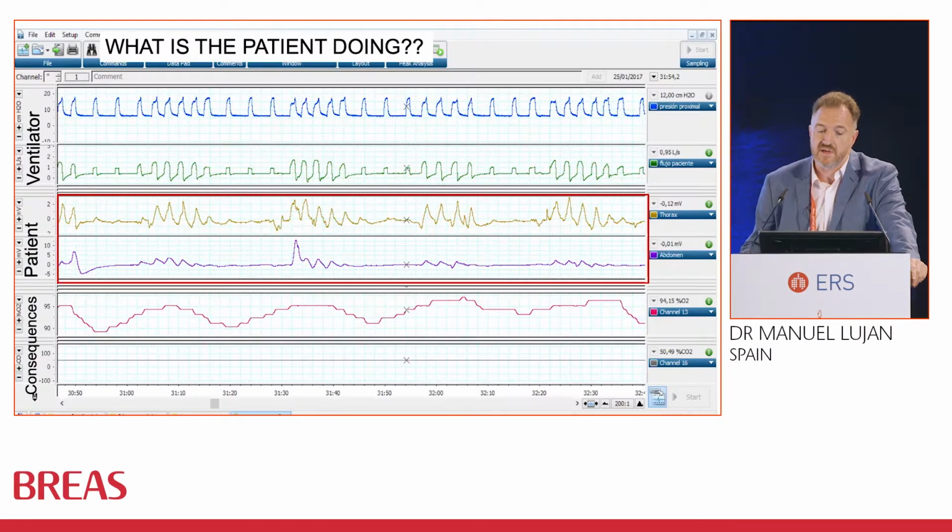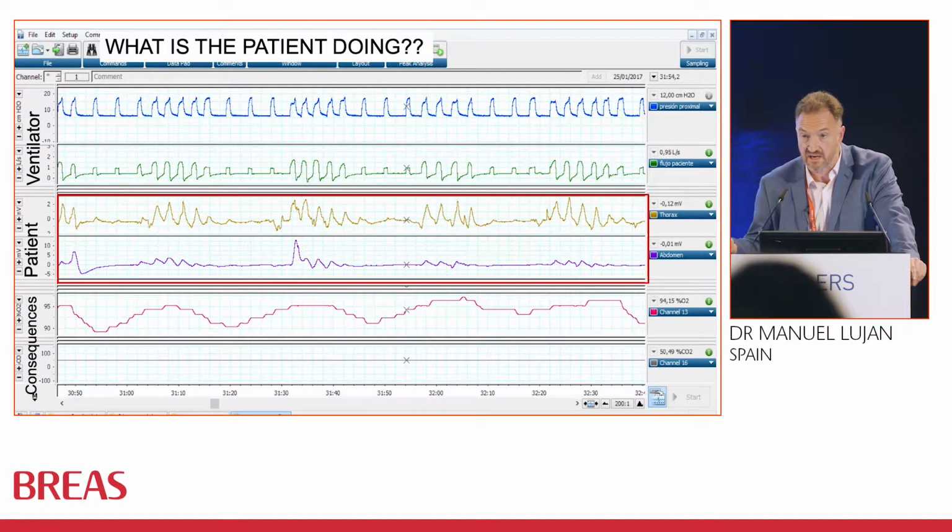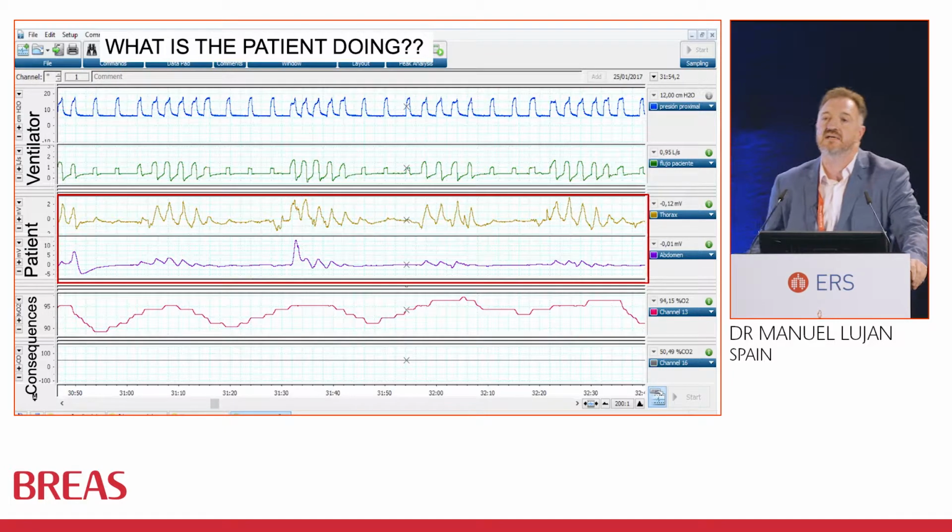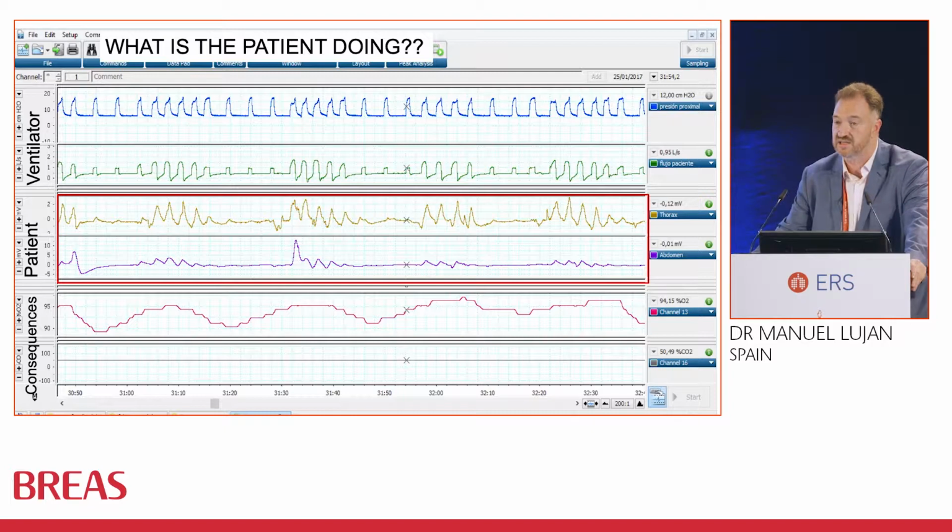In the sleep lab, we have a lot of possibilities to assess what the patient is doing, for example with parasternal EMG or esophageal pressure, but perhaps the most stable and the easiest way to get this information is with thoracic and abdominal belts, like in this tracing.